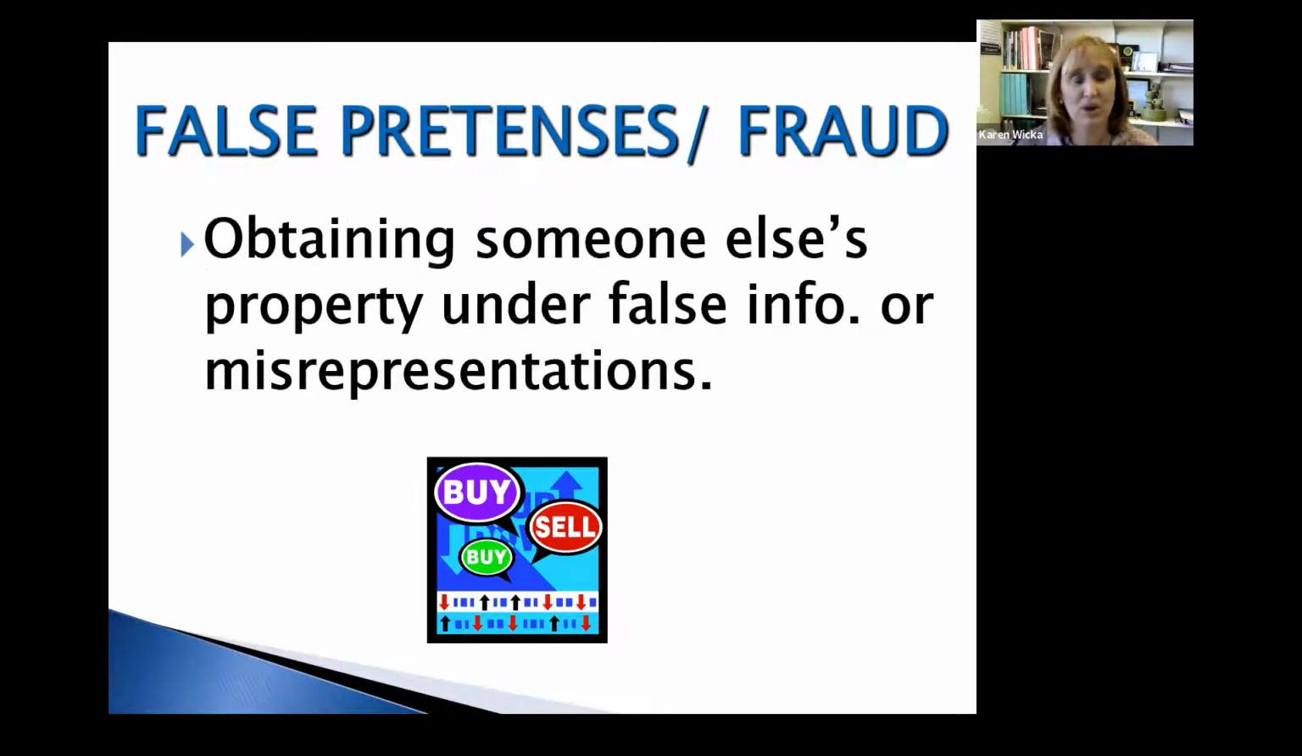Okay, so this is when you obtain someone's property under false information or misrepresentation. So yes, the person gave it to you, but they only gave it to you because you deceived them with false information. So it may not fit perfectly under larceny, but we're still going to be able to charge them with something. It's just going to fall under a different crime of like a false pretense or fraud.